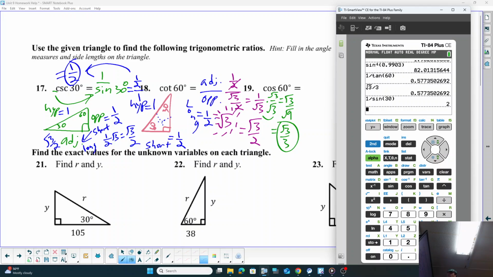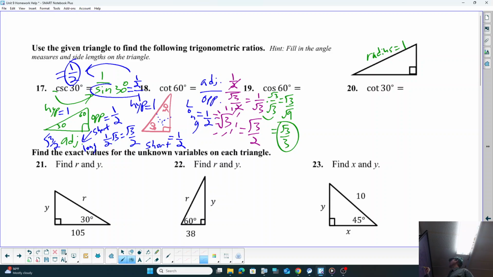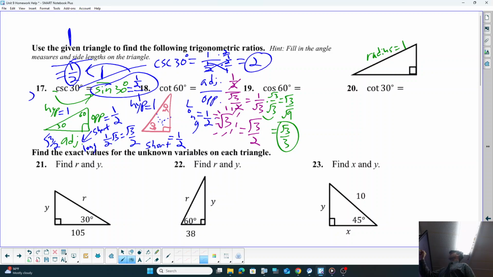So I made a mistake somewhere. I thought opposite was 1/2. Oh yes, I remember now. We just figured out what sine is. Sine of 30 degrees is 1/2, but we have to do 1 over that. So cosecant of 30 degrees is actually 1 over 1/2, and that's going to be keep change flip and become just 2. So the correct answer for number 17 is 2 for sure. So cosecant of 30 degrees is equal to 2.